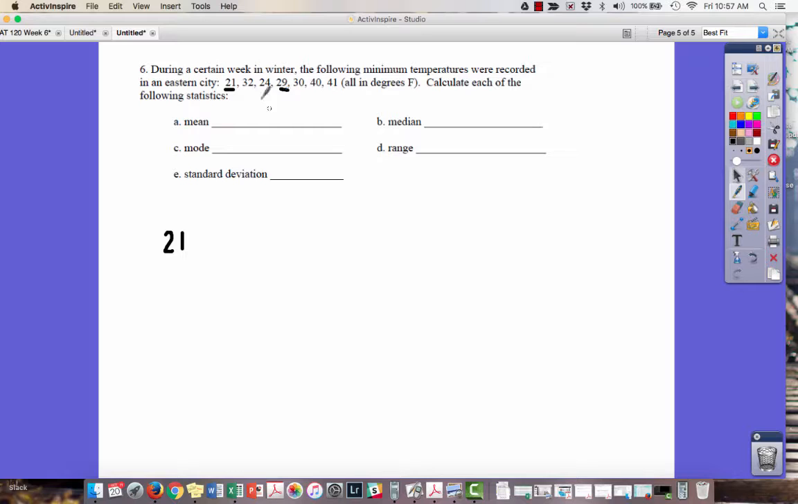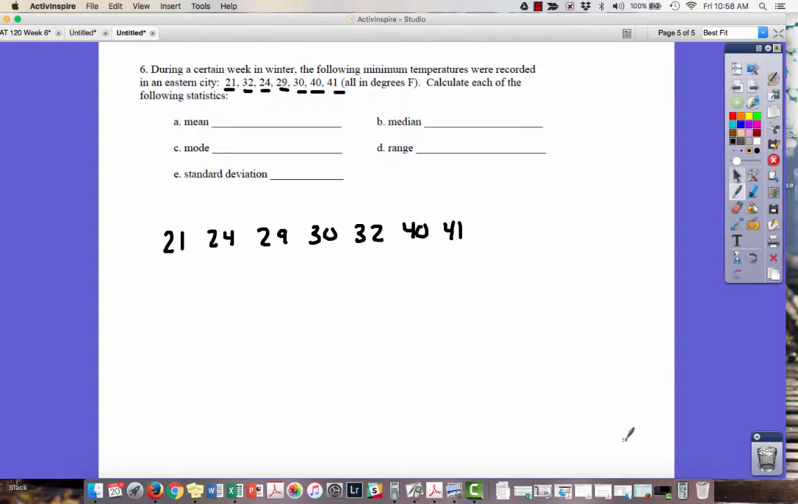Then 24. And then 29, 30 and 32. 40 and 41. So what I want to do is double check that I have the same amount of numbers. So 1, 2, 3, 4, 5, 6, 7. 1, 2, 3, 4, 5, 6, 7. Always double check because it's way too easy to make a mistake.